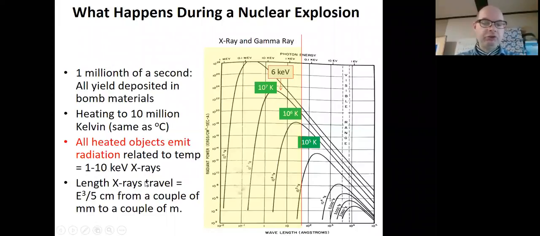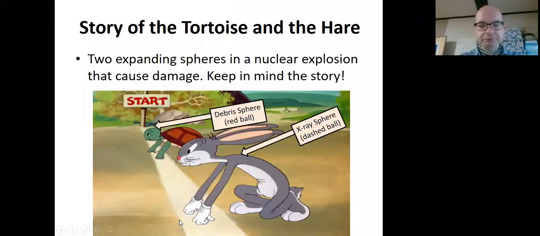Now, fundamentally we think about X-rays as being very penetrating, but at this level and at this density, they only travel a few millimeters to a couple of meters, so they don't travel very far. So you're thinking of this at 1/1,000,000th of a second. This ball of energy is very small, and it's generating X-rays and so on.